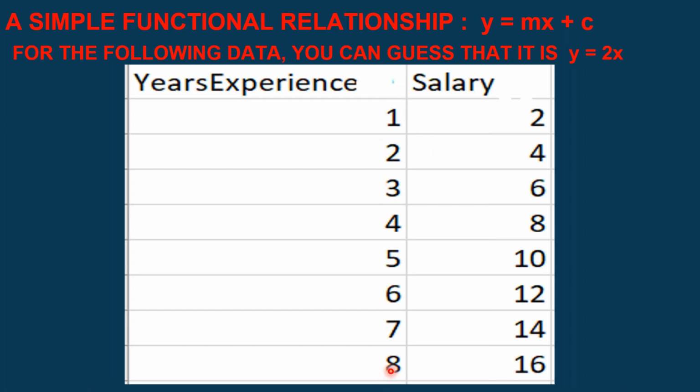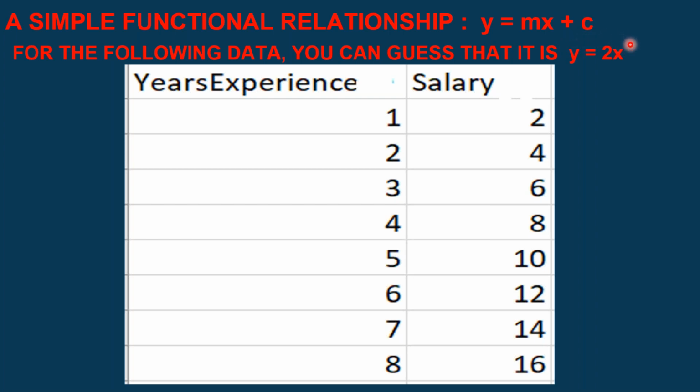This year I possess 8 years of experience. Next year I will possess 9 years of experience. This year my salary is 16 lakhs per year. Next year my salary will be 18 lakhs per year. Anything that varies is a variable. So regression equation or prediction equation is nothing but the functional relationship between two variables X and Y.